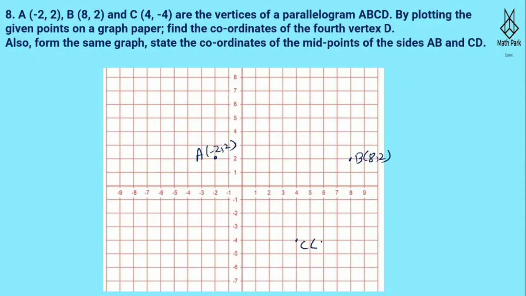So C is (4, -4), the next point. This is 4 units and plus 6, so this is going to be the fourth vertex. So 10 units, opposite sides are equal. So for the vertex D, the coordinates are (-6, -4). This is the vertex.